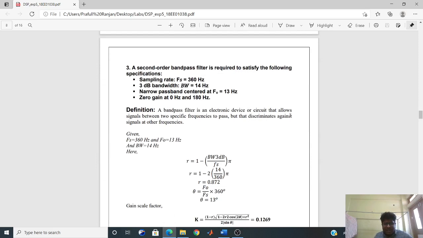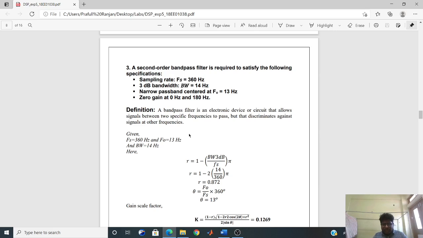The third one is a second order band pass filter required to satisfy the following specification. In this one we have to design a band pass filter. So let's first see the definition of a band pass filter. A band pass filter is an electronic device or circuit that allows signals between two specific frequencies to pass, and discriminates against signals at other frequencies.